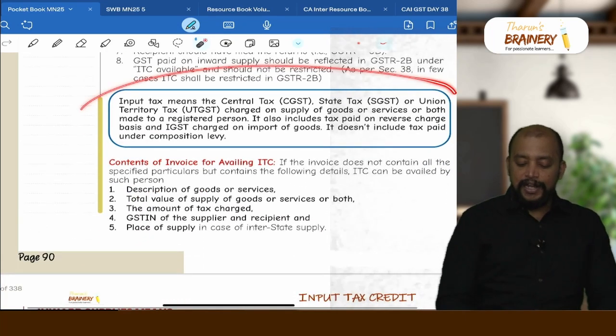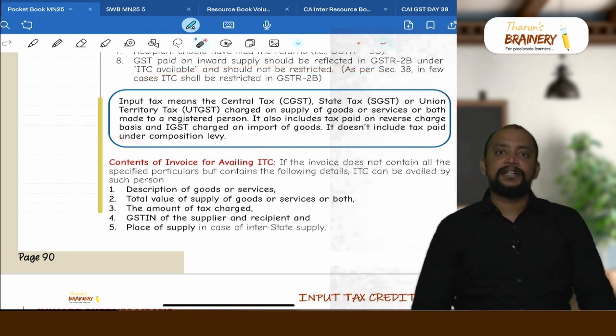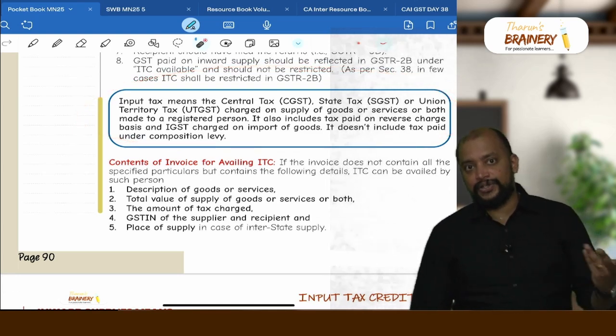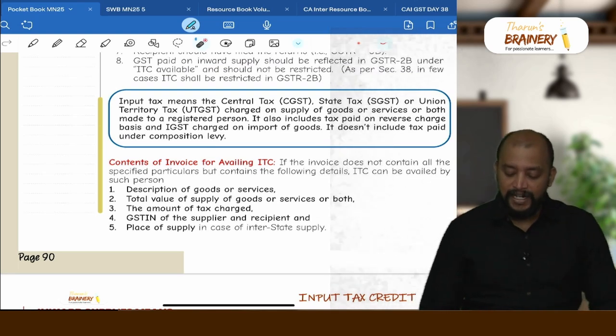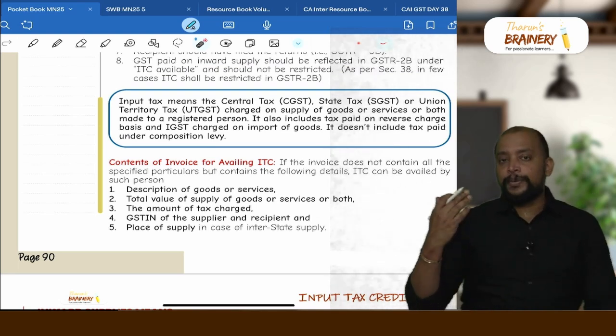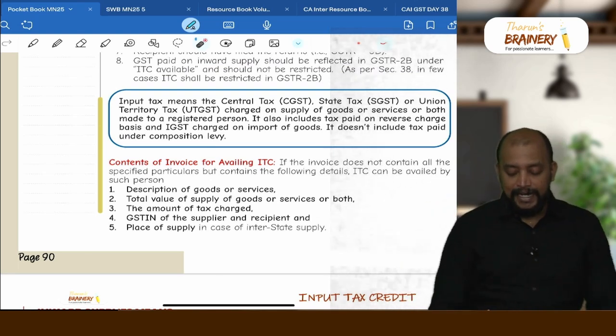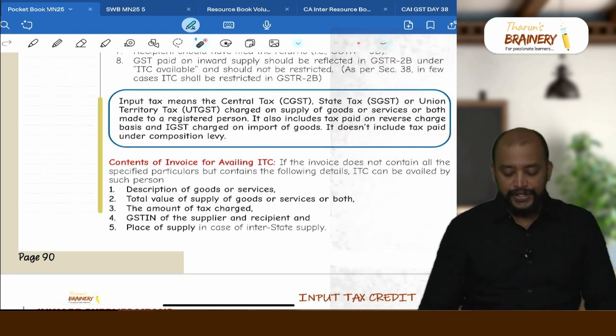Then, what is the meaning of input tax? Input tax means tax paid under CGST, SGST, IGST, under FCM or under RCM. So even RCM tax paid can be availed as ITC. Even on import, whatever IGST is paid can also be taken as ITC, but it does not include composition tax.